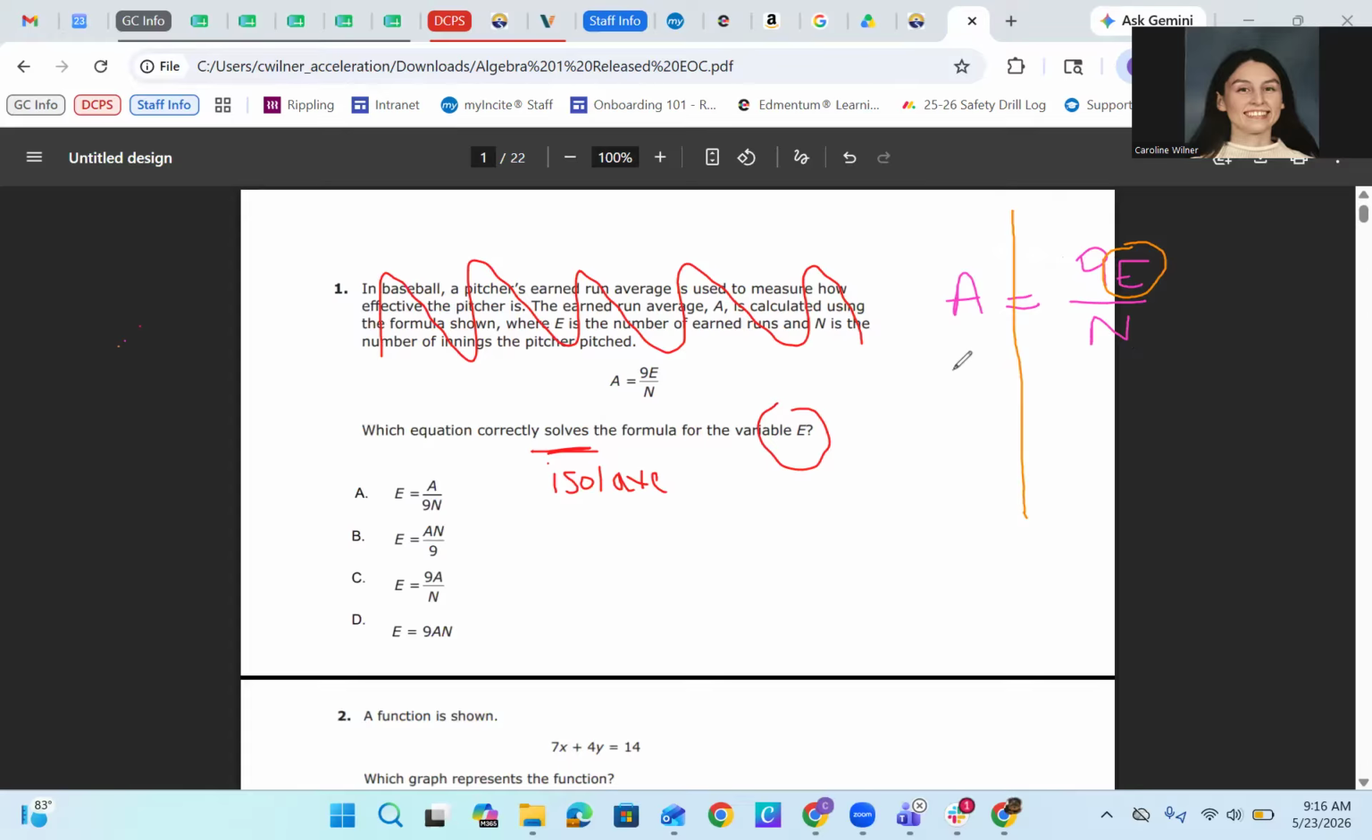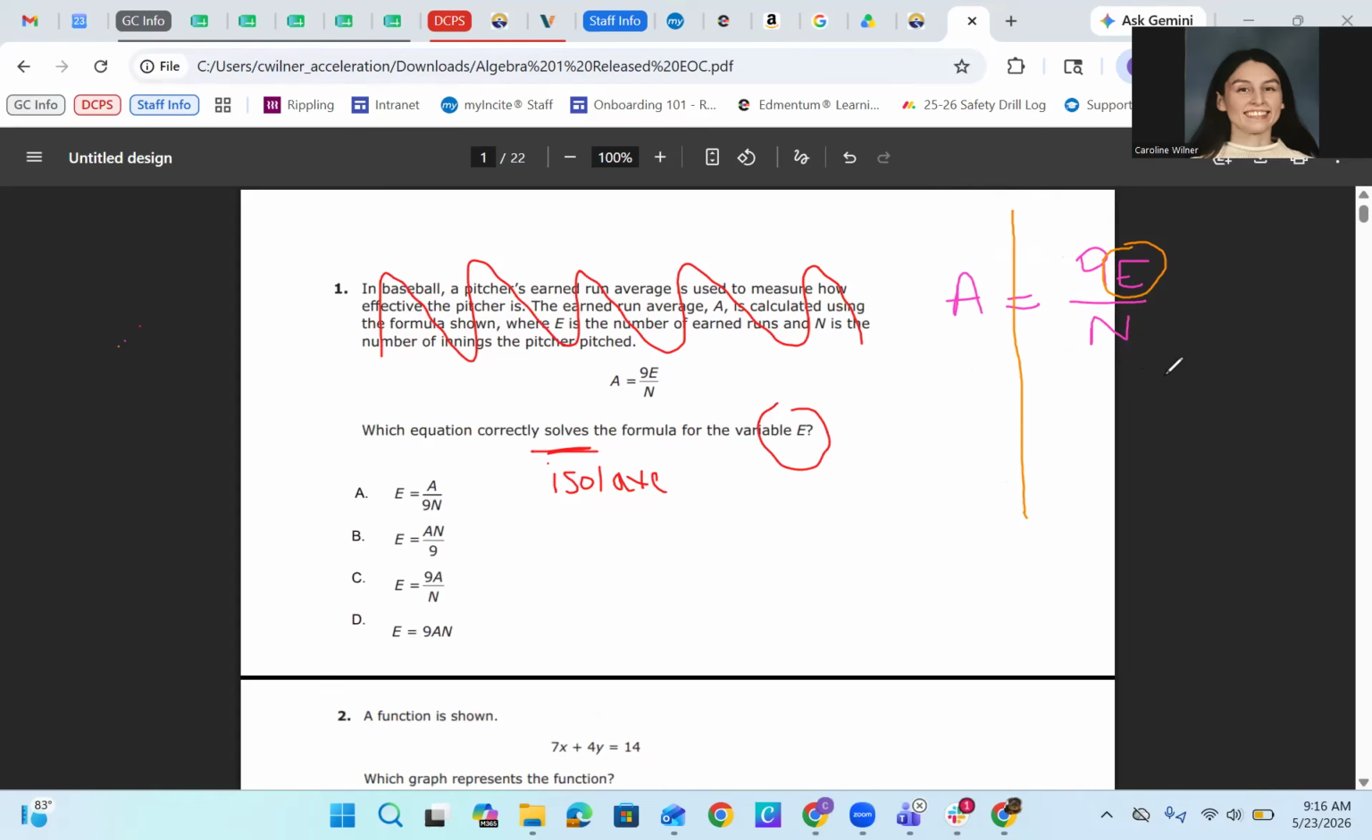To move things to the other side, we do the opposite. To move to the opposite, do the opposite. Well, to start off with, we have a fraction. We need to understand that fractions mean division. So we have to ask ourselves, what's the opposite of division? Well, that will be multiplication.